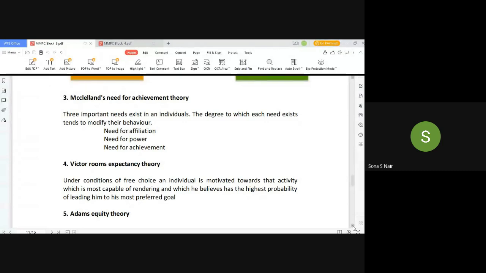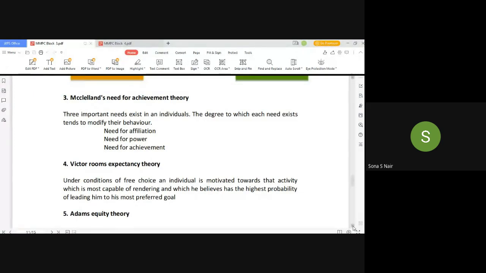So people can vary in their needs for affiliation, for power, and for achievement. If we are able to understand the dominant need in an individual, we can also understand what kind of job that person will be able to do. So a person who has high need for affiliation can work in the front office very well, can work in customer service very well, can work in counseling very well.